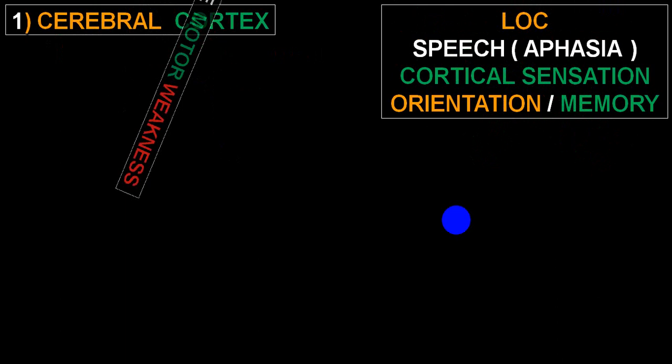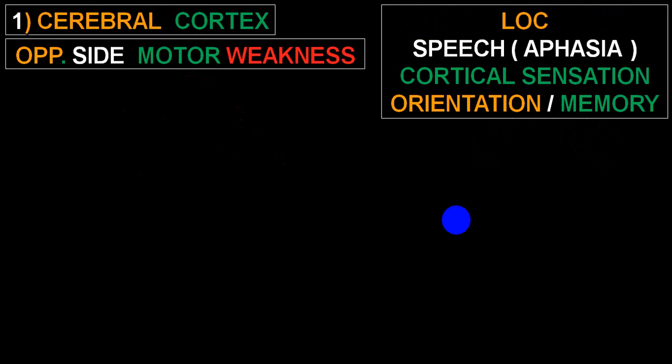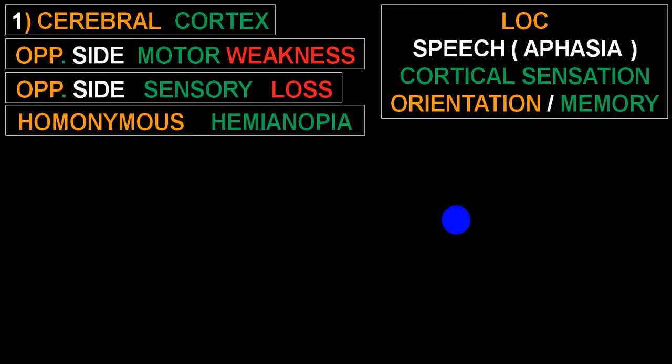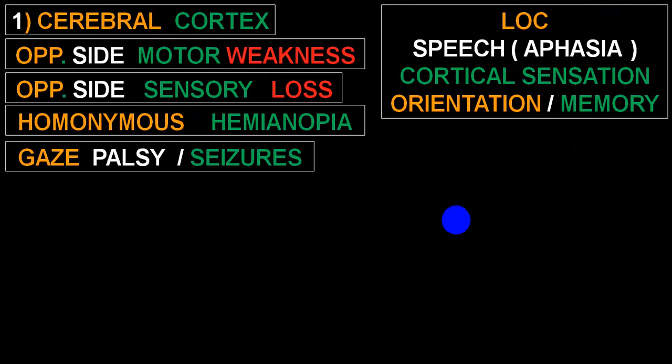So we have already mentioned, in the cerebral cortex: opposite side motor weakness with loss of consciousness, motor aphasia, cortical sensory loss, orientation is affected, memory is affected, opposite side sensory loss, homonymous hemianopia, gaze palsy, and seizures.